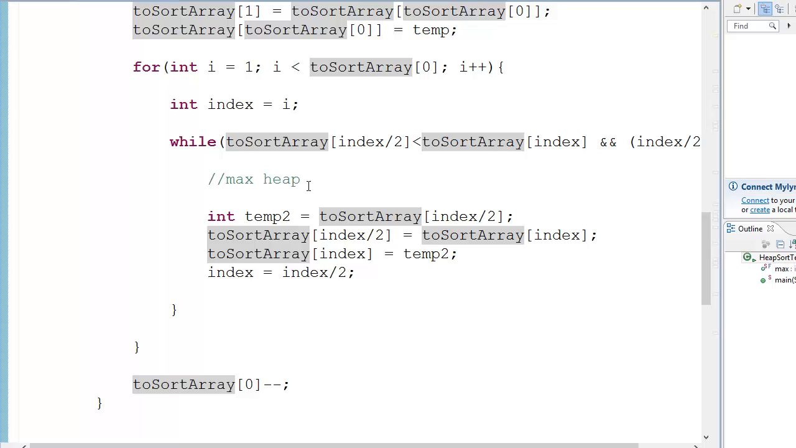I will still encourage everybody to take a pen and paper and sort it out themselves and do it. The code is in the description.